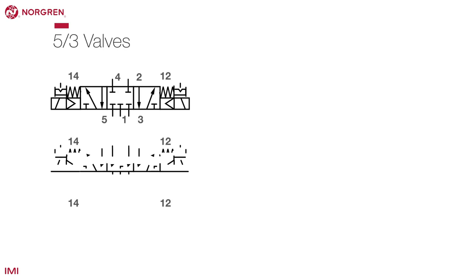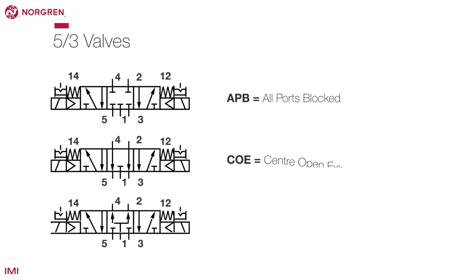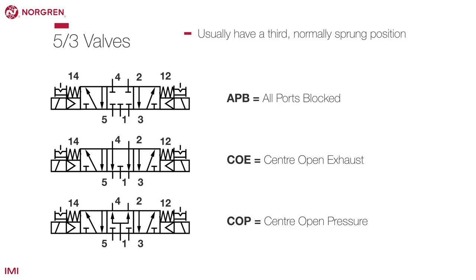5-3 valves are also available, but should only be provided in certain circumstances. These valves have a third, normally sprung position. It can have safety implications if not used correctly. Ensure that the customer is replacing like for like. If not, then seek technical advice.